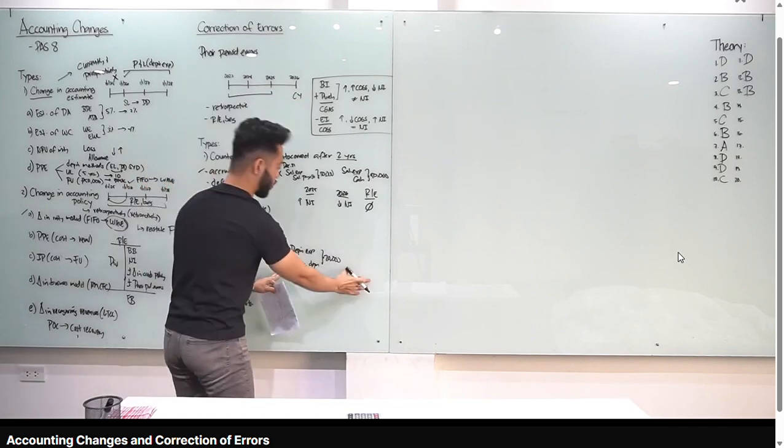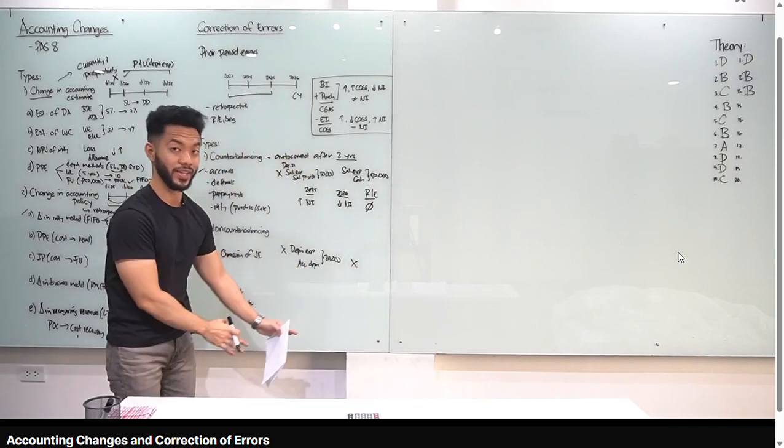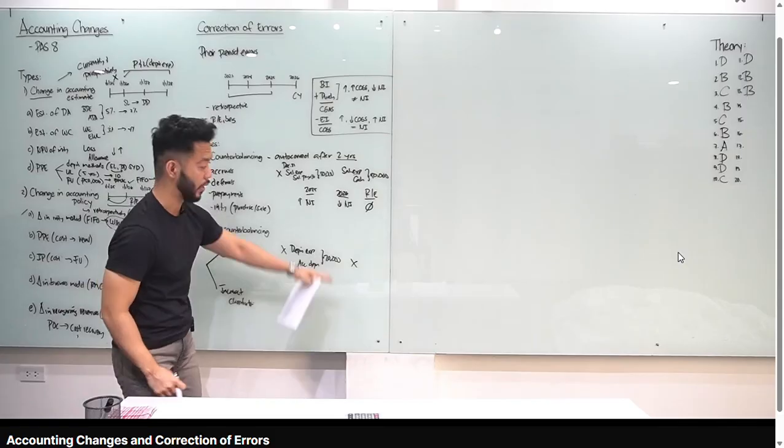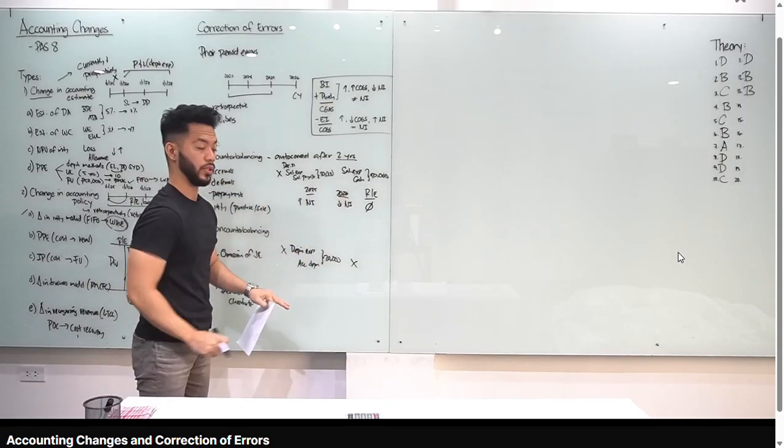Now, in 2026, hindi siya mag-auto-correct. Mali pa rin siya. Okay? Mali pa rin yung retained earnings natin. Unlike kanina, mag-auto-correct siya in 2026. Ito, hindi siya mag-auto-correct.